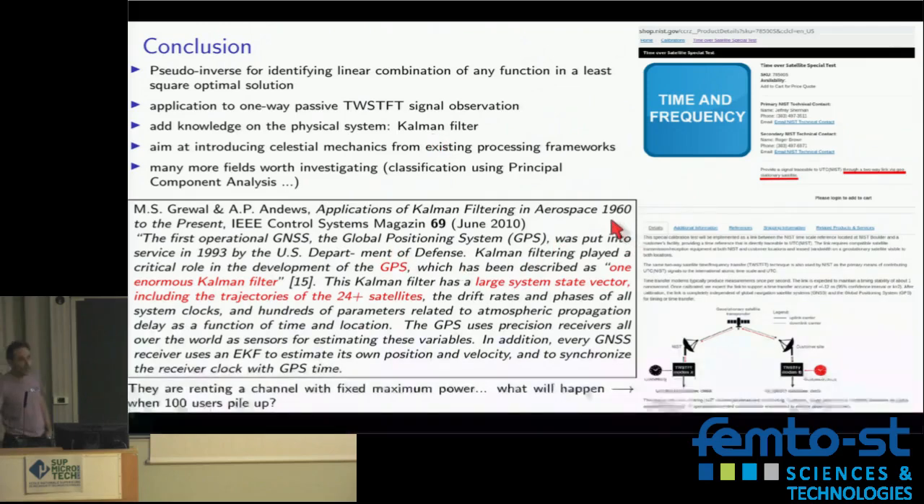Kalman was invented for Apollo, to get the astronauts on the moon. But if you look, actually, it's beautiful because there's a history of Kalman filtering in aerospace. And they tell you that GPS is actually, from the perspective of the DoD, just one big Kalman filter. So you're using Kalman on the ground on your receiver because you say, I'll observe a satellite and I want to know my location in space. But the DoD wants to know the constellation status. And so from their perspective, GPS is described as one enormous Kalman filter, which has a large system state vector, including the trajectories of 24+ satellites. So we really need to learn how to use these tools. Everyone's using them except us, so that's something we need to know.